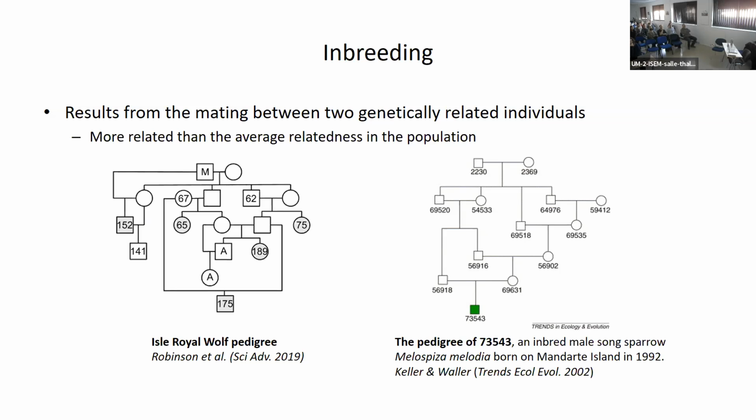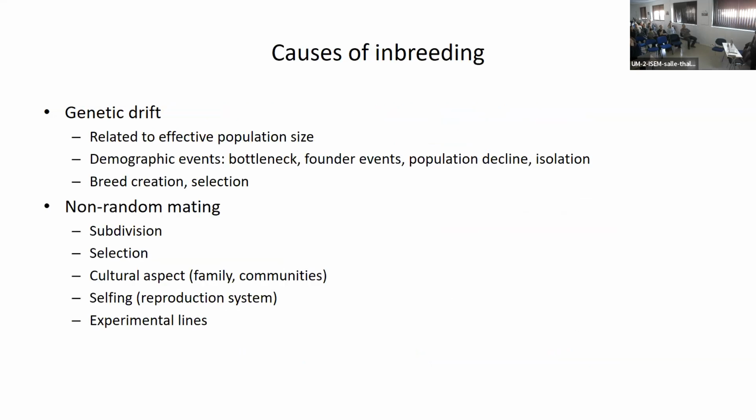I start with a very basic reminder, which is the definition of inbreeding. It results from the mating between two genetically related individuals. Here on the slides, I have two examples of pedigrees from wild animals, and in both cases you clearly see that the parents are related. So inbreeding will be difficult to avoid. It will happen in all populations, and it can happen at random, so it will happen more often in populations with small effective size. Demographic events, such as a bottleneck, can reduce the effective population size and increase the level of inbreeding. Other events like a breed creation can also reduce the effective population size.